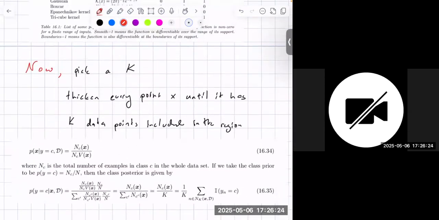Any questions about this thus far? Okay.